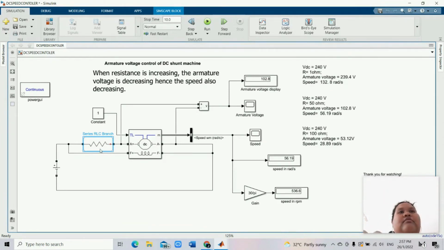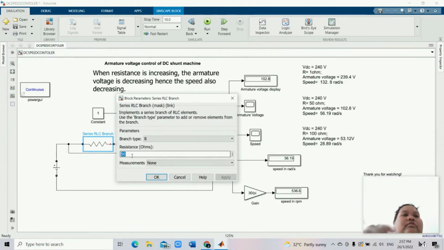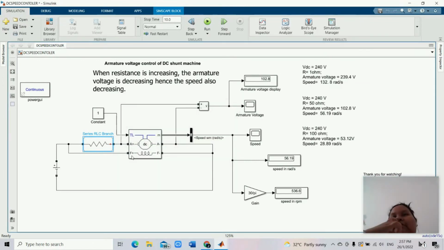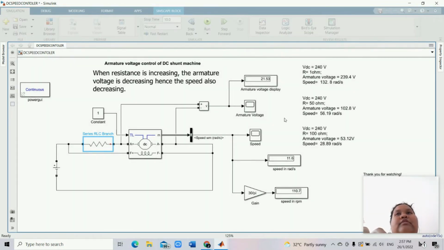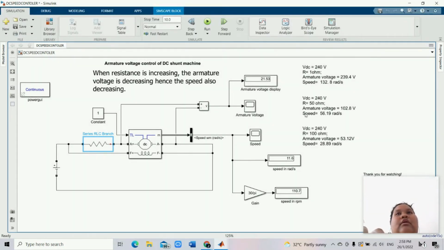So next we will try 100 ohm resistance. As we can look here, the armature voltage is decreasing, as well as the speed in radian per second. So we can conclude that when resistance is increasing, the armature voltage is decreasing, hence the speed is also decreasing.